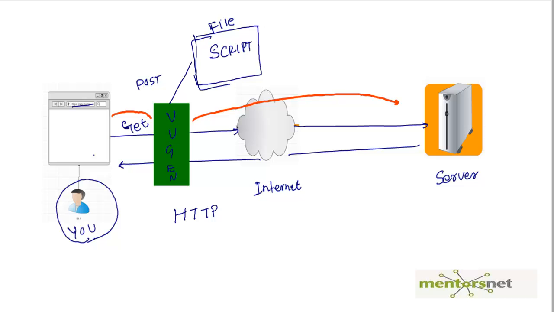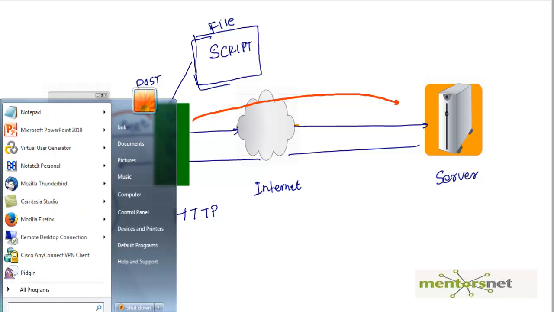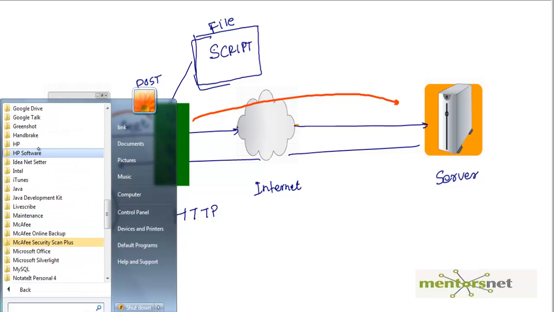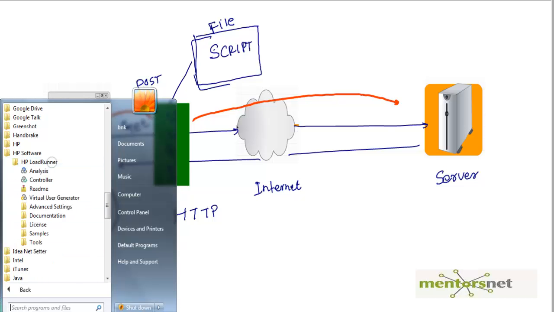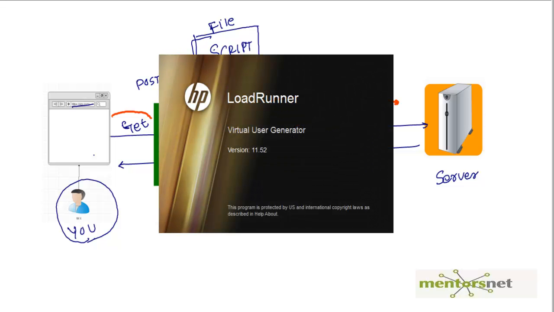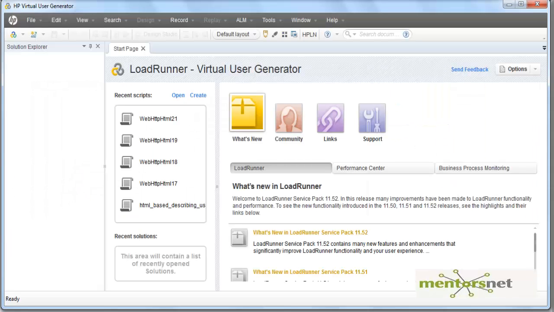If you have installed HP LoadRunner, go to Start, then All Programs, then you should see HP Software and then HP LoadRunner, and you will see Virtual User Generator. Click on this so that we start up the Virtual User Generator. In my case, it is version 11.52, and this is what you have right now. This interface is called the Virtual User Generator.